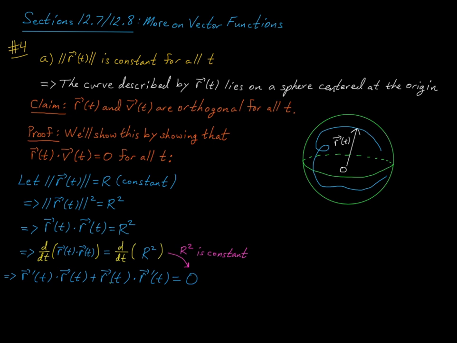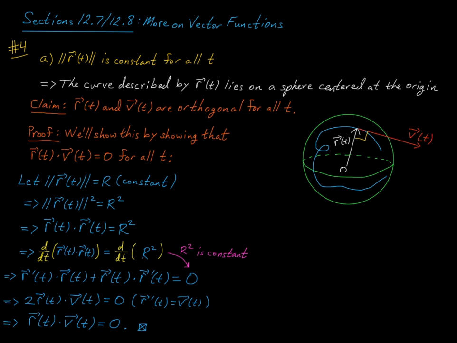Now remembering that the dot product is commutative and r prime is by definition the velocity vector, we now have the fact that 2 times r dot v is equal to 0. And so dividing both sides by 2 implies that r dot v is equal to 0. So as we move along this path that lies on the sphere centered at the origin, our velocity vector is always orthogonal to our position vector. Great, so that does it for part A.